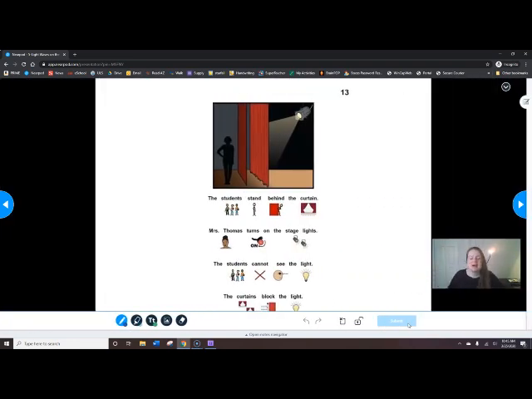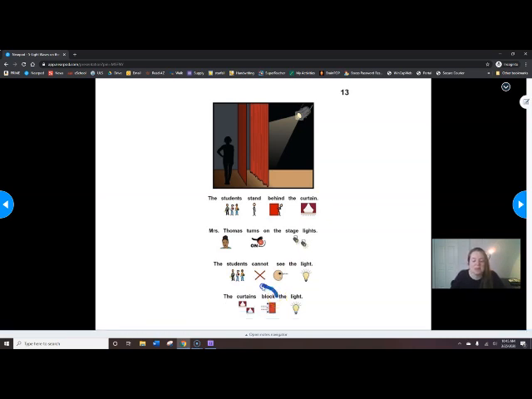The students stand behind the curtain. So here's the stage with the light shining. And here, there's someone behind the curtain. Mrs. Thomas turns on the stage lights. The students cannot see the light. The curtains block the light. What do the curtains do? They block the light. So let's circle block again.